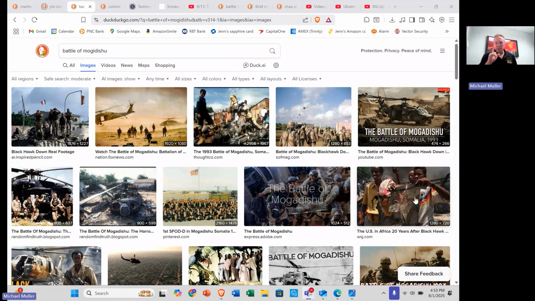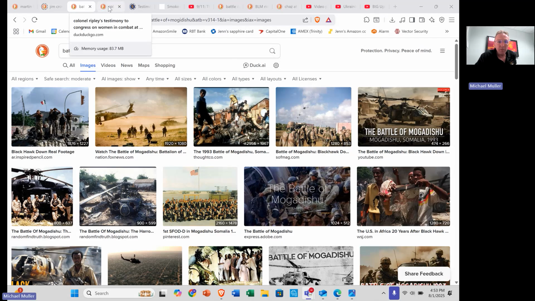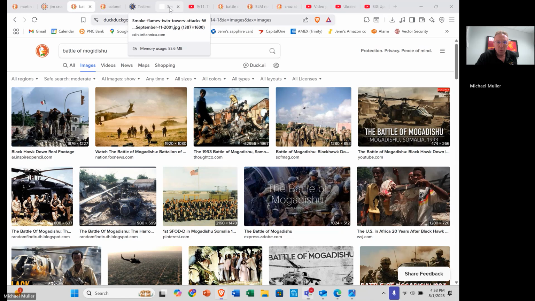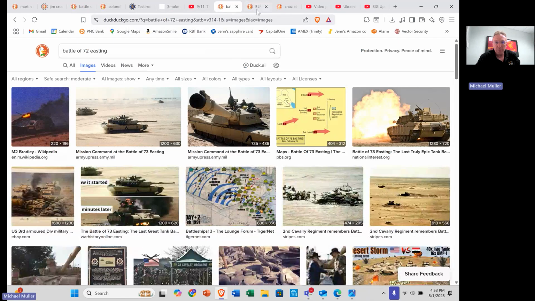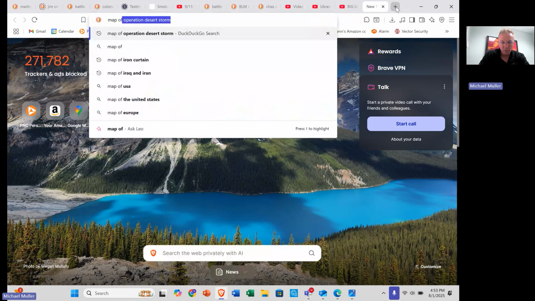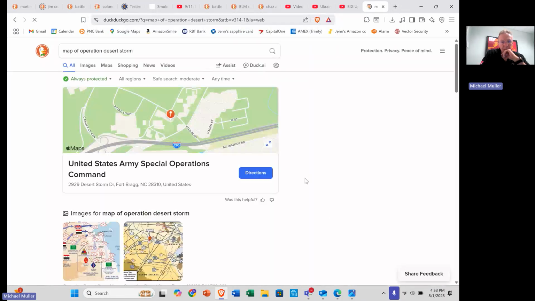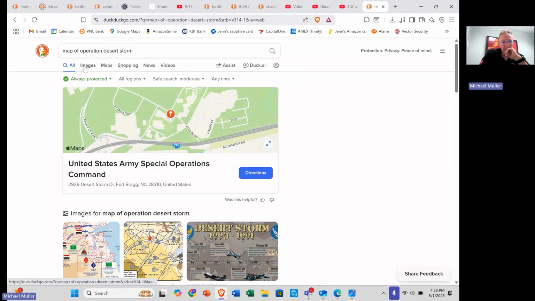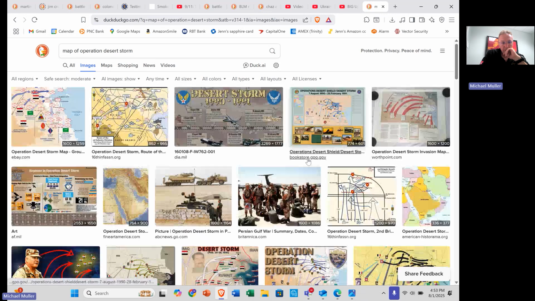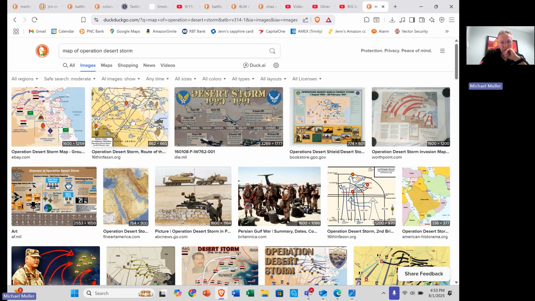So Operation Desert Storm begins. Where is the map? Battle of, there it is, 73 Easting. It was supposed to have been in here, so I didn't have it up. Let me pull it up again. Map of Operation Desert Storm. Okay, let's bring this in because this is going to be important. I'll pull this map up right here. This is a good map.